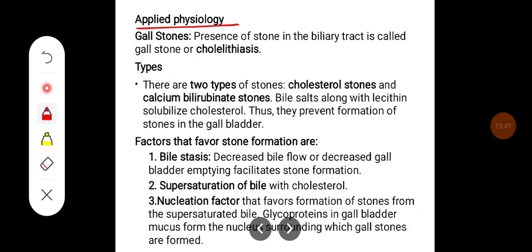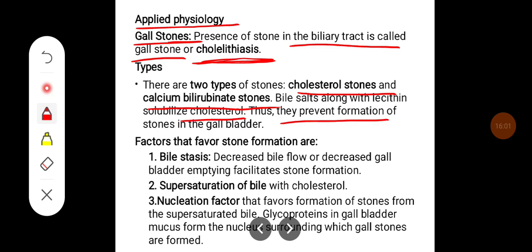Coming to applied aspects, gallstones. The presence of stone in the biliary tract is called gallstone or cholelithiasis. There are two types of stones: cholesterol stones and calcium bilirubinate stones. Bile salts, along with lecithin, solubilize cholesterol, so they prevent formation of stone in the gallbladder.